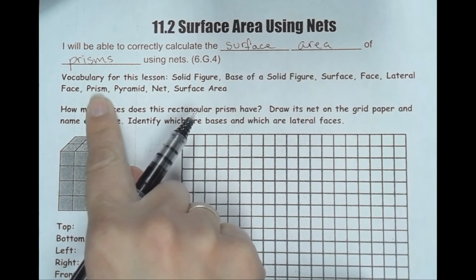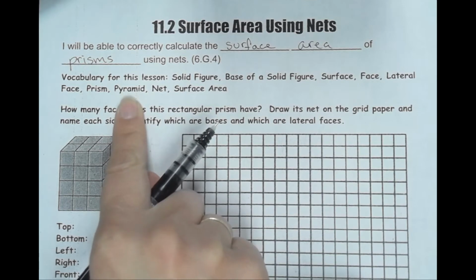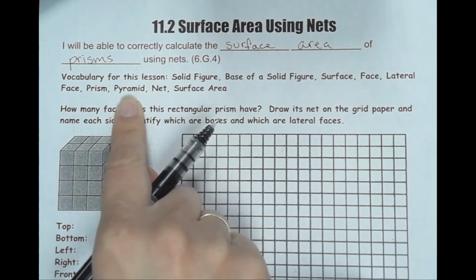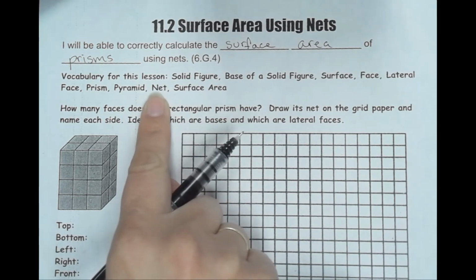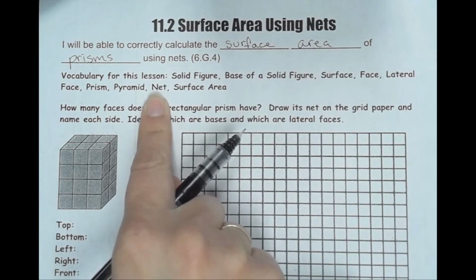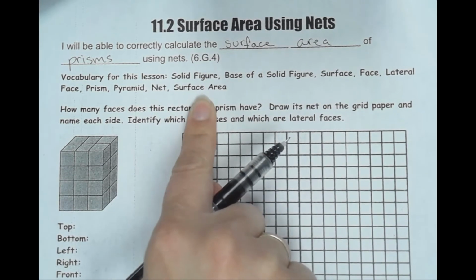Prism is a three-dimensional figure that has two bases that are congruent to each other and the rest are rectangular sides. A pyramid has one base and the rest are triangular faces that come to a point. A net is the flat rendition of all the surfaces on a three-dimensional figure, and surface area is the one that we are going to add to our vocabulary page.